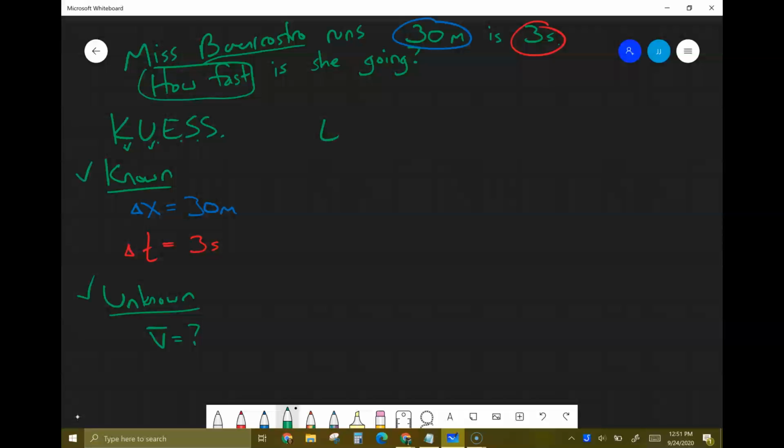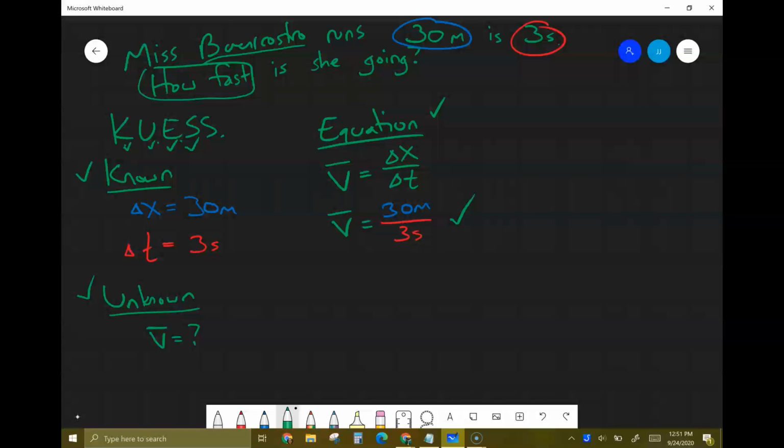Now I need E, which is an equation. What's going to link these things together? Well, velocity equals the displacement over the time, at least the average velocity anyway. So I have one more point for the equation. Now I'm going to plug in the stuff that I know. This is 30 meters, and this is 3 seconds. I have a point, another point for substituting. That's the first S. So I've got knowns, I've got unknowns, I've got an equation. I've substituted the values that I have.